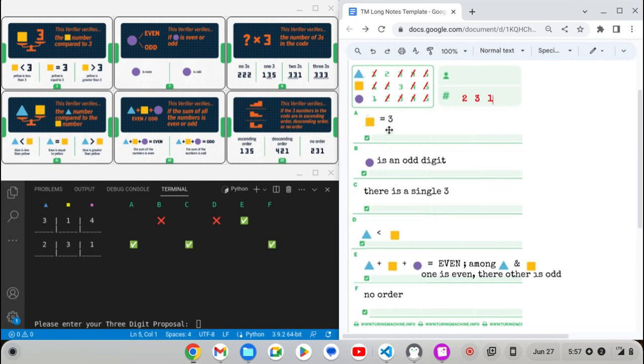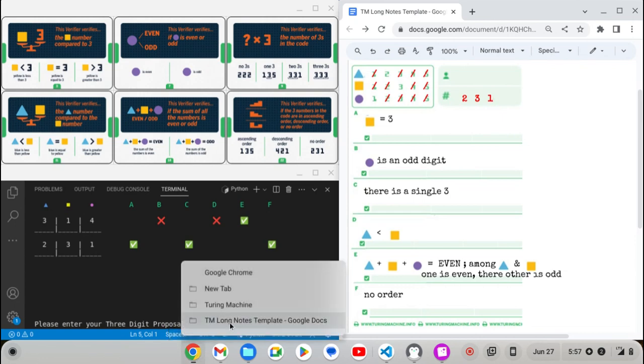And so quickly to review, is the middle digit square 3? Yes, it is. Is circle an odd? Yes, it's a 1. Is there a single 3? There is. Is the first digit smaller than the second? It is. 2 is less than 3. Is the sum even? Yes. When you add 2, 3, and 1, you get 6. That's an even. We just deduced that among triangle and square, one's even, one's odd. That's true. And there is no order. It does increase to 3 and then it decreases to 1. So it looks correct.